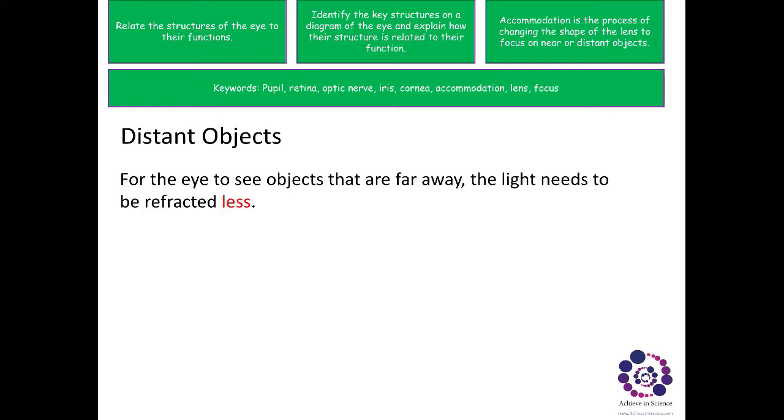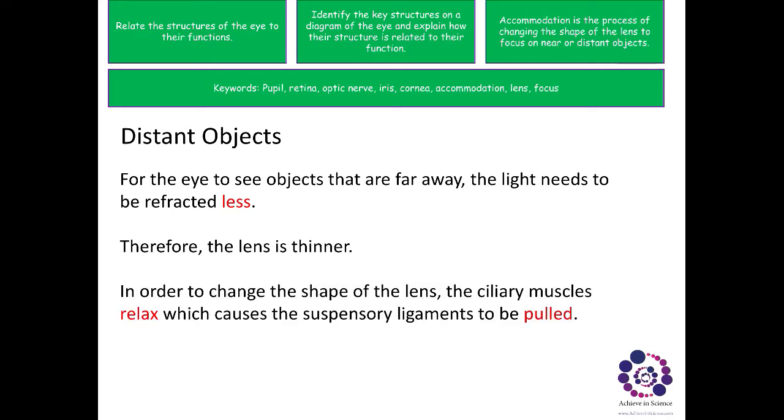On the other hand, for distant objects, the light needs to be refracted less. Therefore, the lens is thinner. Therefore, the ciliary muscles relax, which causes the suspensory ligaments to be pulled.